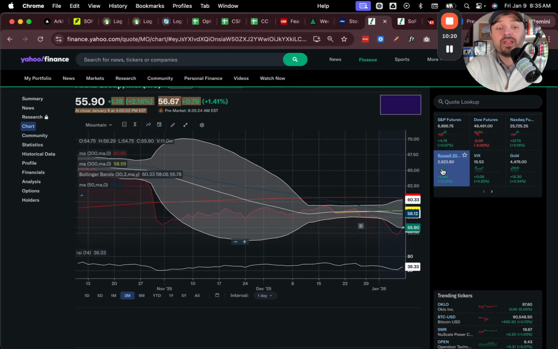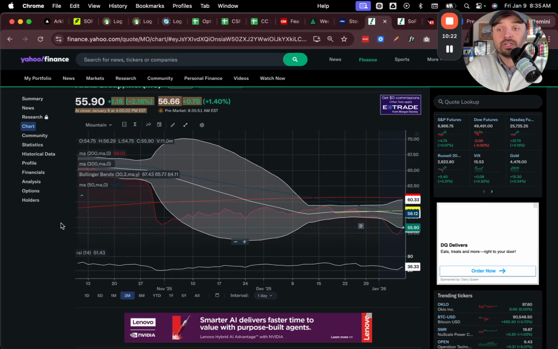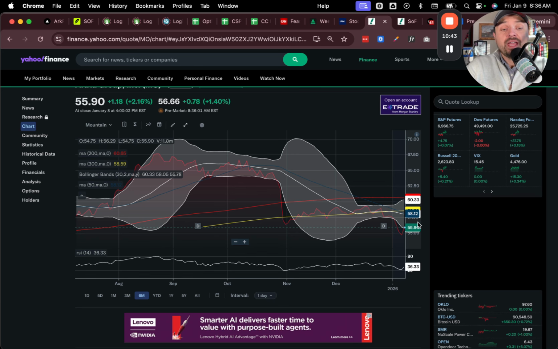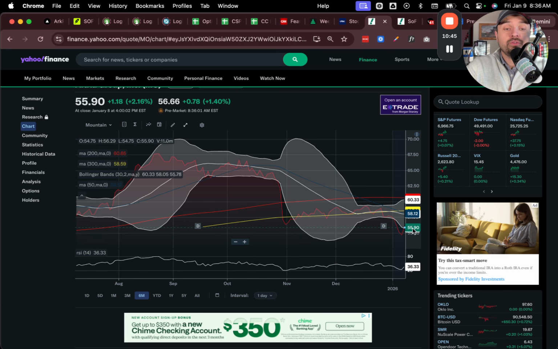So another one of my favorite stocks to trade is Altria, right? A fantastic dividend paying stock that has been getting hammered recently. Now take a look at this specific chart, right? We are below our 50-day moving average. We're below our 300-day moving average, which are kind of in line right around that 58 level. And then we're also below our 200-day moving average of around $60, right? And we're trading currently at time of recording this in pre-market around $56, right?